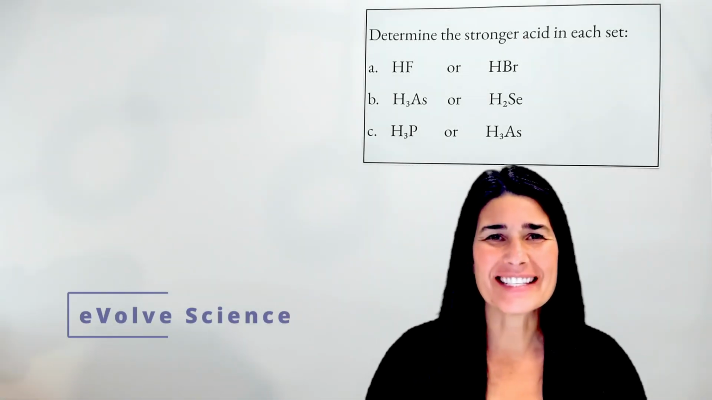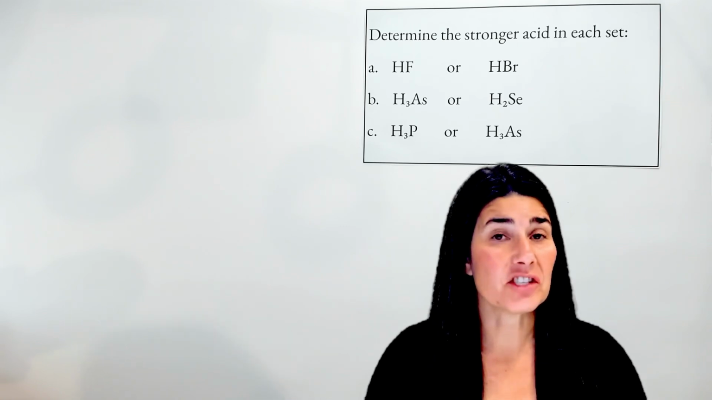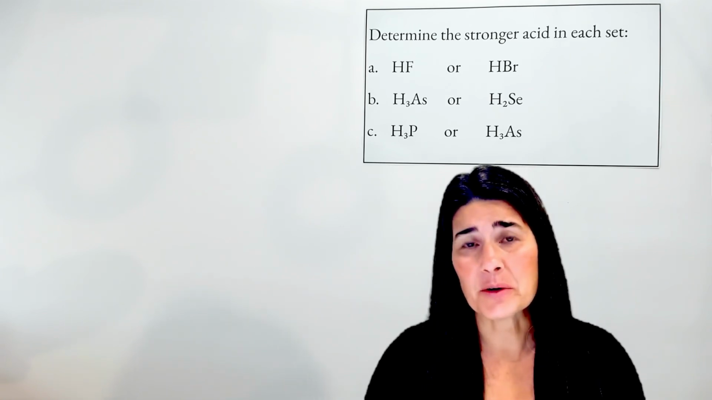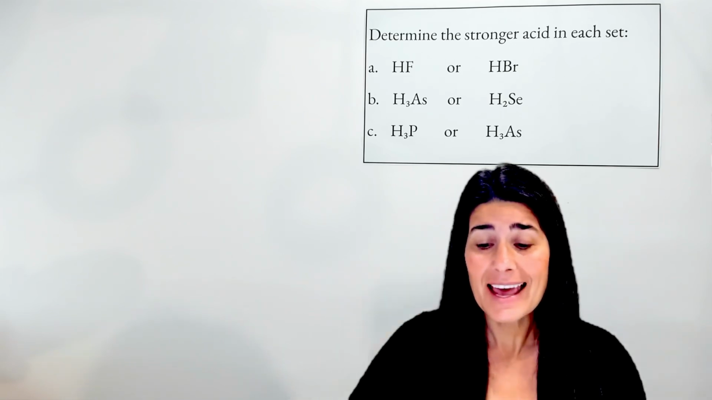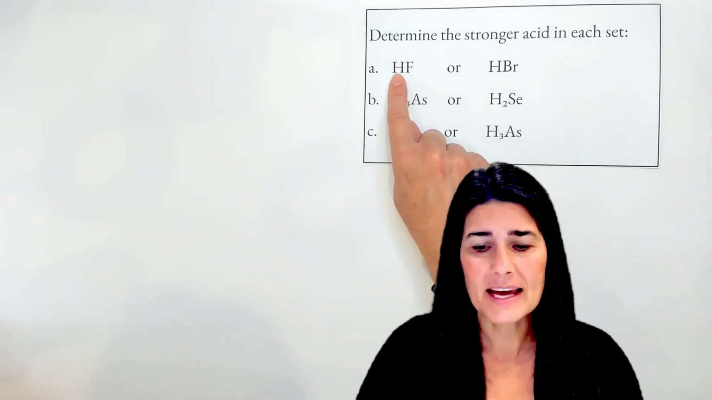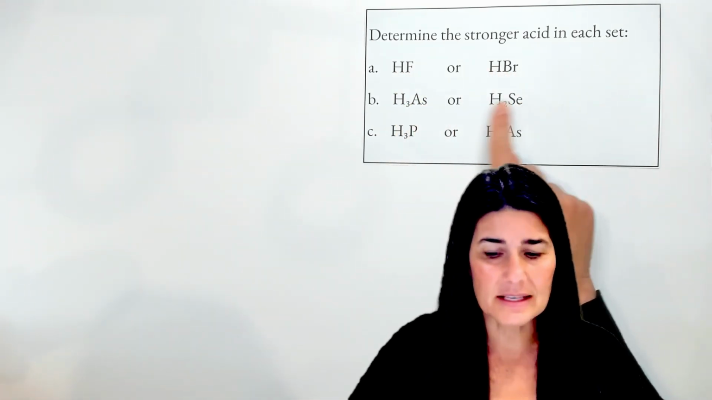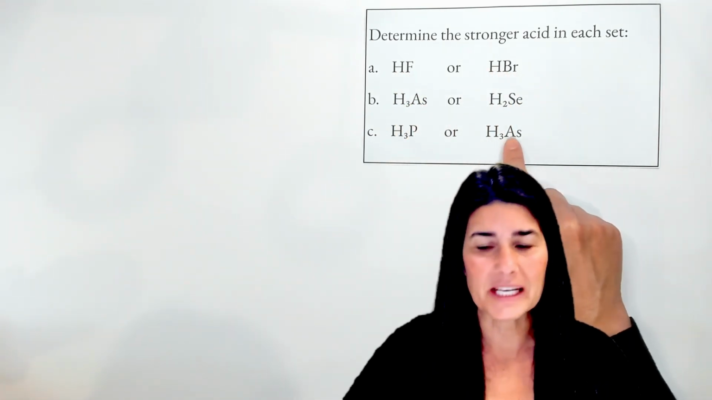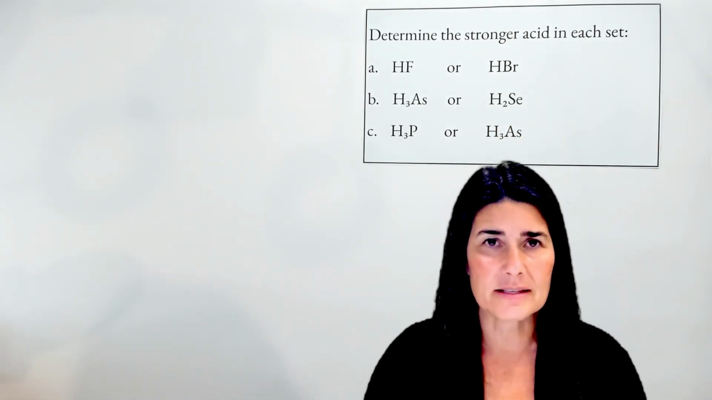Okay, let's try this example. It says determine the stronger acid in each set. So the first thing that I notice is I have entirely binary acids. H is simply attached to one other nonmetal atom: HF, HBr, H3As, H2Se, H3P, H3As. We don't have any oxygens. This is not an oxyacid.